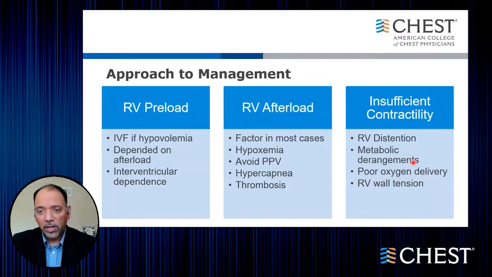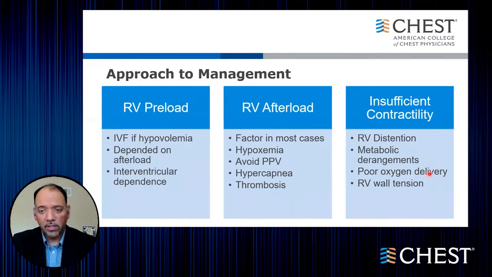And then finally, insufficient contractility. This is going to be dictated primarily, or will reveal itself primarily by RV distension. What does the RV look like? How distended is it, et cetera? Because there are metabolic derangements that can contribute to contractility that have nothing to do necessarily with RV ischemia, but acidemia or sepsis or things of that sort can affect the contractility independent of any ischemia.